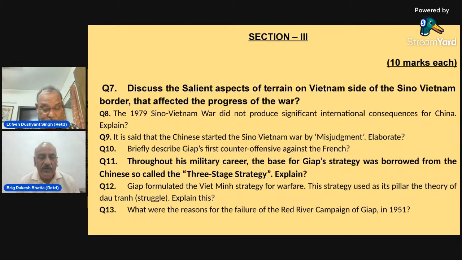Then Giap formulated the Viet Minh strategy for warfare. This strategy used as its pillar the theory of Dau Tranh, that is struggle. Explain this. And what were the reasons for failure of the Red River campaign of Giap in 1951? So this could be a 10 marks question. I will suggest to the DSSC aspirants, please pay attention. We're going to answer a 100-mark question, a 30 marks question, and a 10 marks question. So see the difference, how the answer needs to be approached. What are the important aspects that need to be covered?